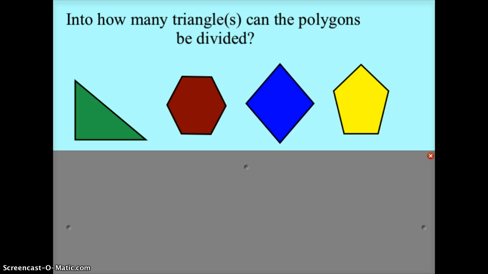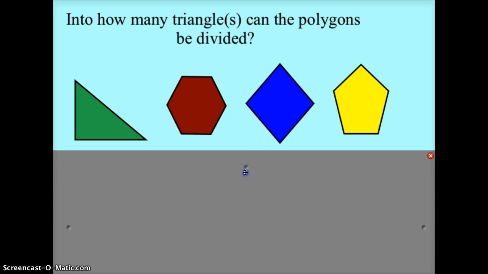Into how many triangles can these polygons be divided? Here's what I'd like you to do. Please copy these 4 polygons into your notes and then draw a line, a diagonal, from one vertex to another vertex where you are creating triangles with none of the diagonals overlapping. Pause the video and do the drawing.